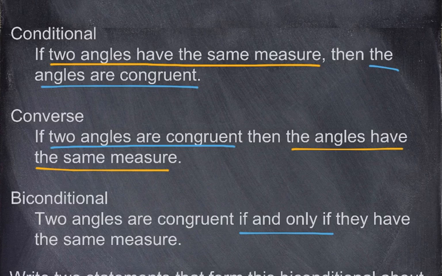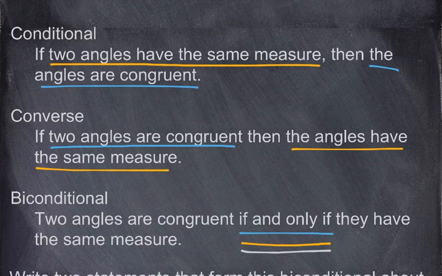Okay, so since the conditional and converse are both true, we can create the biconditional. And notice that the "if and only if" appears in the middle of the sentence, not at the beginning, not at the end, but in the middle. Two angles are congruent if and only if they have the same measure. The thing about a biconditional is you can also write that in reverse as well. You can say two angles have the same measure if and only if they are congruent. So it actually doesn't matter if you want to start off with the hypothesis of the conditional or the converse. So again, make sure when you write the biconditional that the "if and only if" goes in the middle of the sentence.